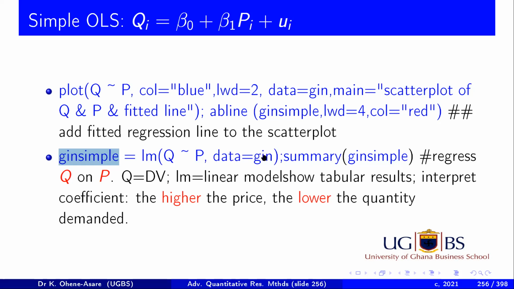You indicate the name of the data. You bring a semicolon. Everything is important. You bring a semicolon, and then you indicate the summary of the results. So that will regress the Q on the P, the Q being the dependent variable in the linear model, and then it will give you the results. And then we are now going to interpret the results, once we get them. So let's go to R and then run that. So that means I need to type the command I just have here. So we go to R, and then we run this command.